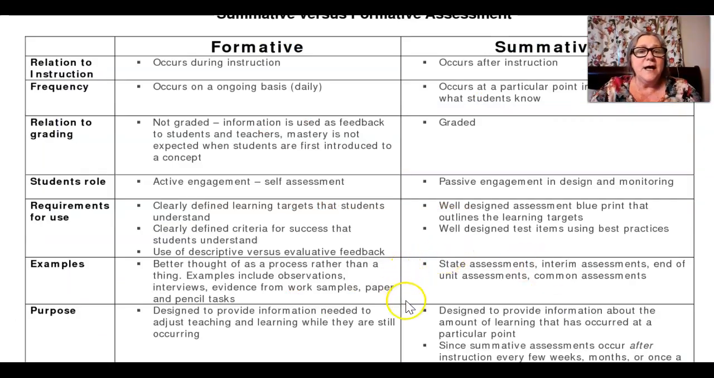This is just a list of the different types of formative and summative, and how they differ. Formative is during instruction, summative is after. But that doesn't mean at the end of class when you do an exit slip. I think that's where a lot of the misconception comes in, and people think that, well, if it's at the end of the lesson, then it's summative. No, because often you're not finished with teaching that whole segment.